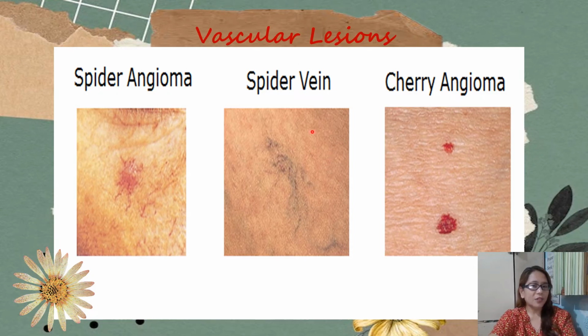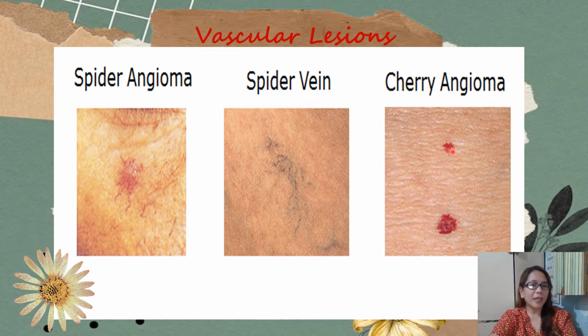Another one is the spider vein. This may resemble a spider or may be linear and irregular due to increased pressure in the superficial veins, as in varicose veins. Another condition is the cherry angioma.